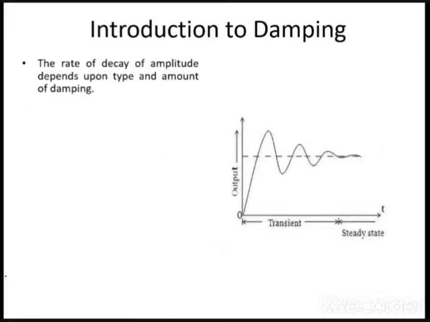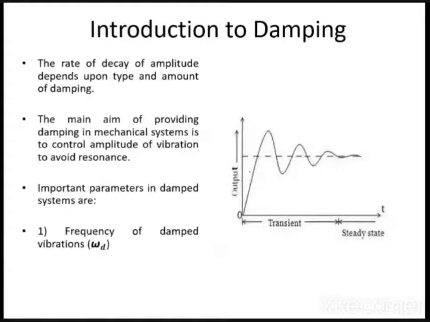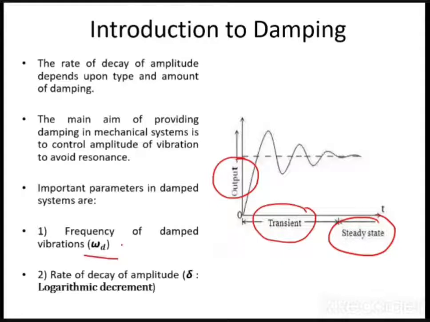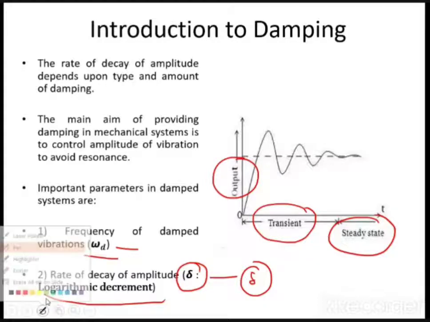Then I explained this graph: what is the transient state, what is the steady state, what is the output and so on. Then two important parameters, omega d and the logarithmic decrement delta. We will be deriving the formula for omega d and the formula for delta. Yesterday we understood what omega d and delta are, right?